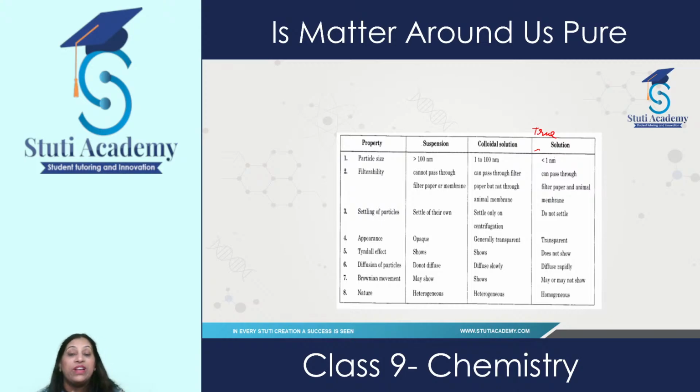If we are talking about filtrability, meaning can we filter them? If we pass any of these solutions through a filter paper, what happens? It depends on the size of the particles. True solution can easily pass through the filter paper because the size of particles is very small. But colloidal solution can pass through filter paper but not through a membrane. Here membrane means the cell membranes, the membrane which is present in the cells.